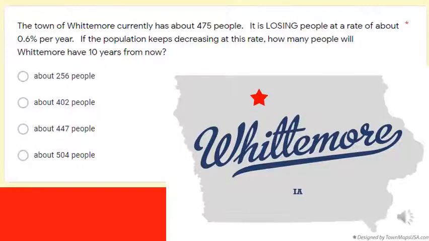Of all the story problems, the one about Whittemore was the most missed one on here. It tells you Whittemore has about 475 people. It's losing people at a rate of 0.6% per year, and we want to know how many people it'll have 10 years from now. The things that trip people up on this are, first of all, the fact that it's losing people, so it's going down in population, and second, that the rate of decrease is 0.6%, and a lot of people goofed up what they put for the R because of that.